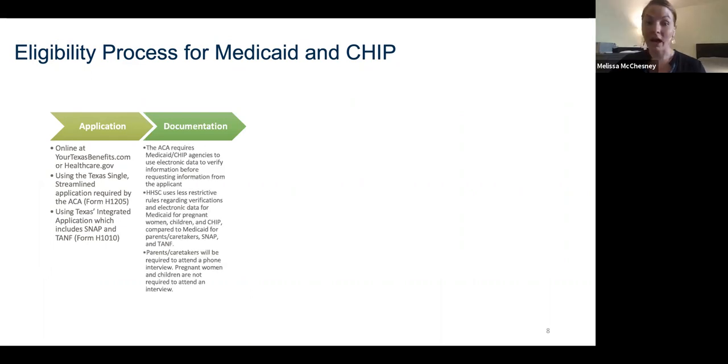your application. I will say with the ACA, the agency is required to use electronic data first. However, what I hear from the field is that they don't do that nearly as much as they should. For example, they should be able to verify someone's citizenship using access to the birth verification system here in Texas. So they have access to birth certificates through an online electronic source. Do they use that all the time? No. So be prepared to still submit a birth certificate if this is the kid's first time.